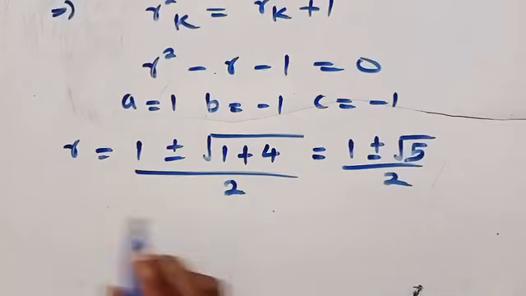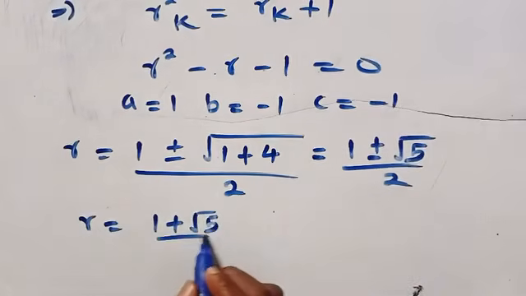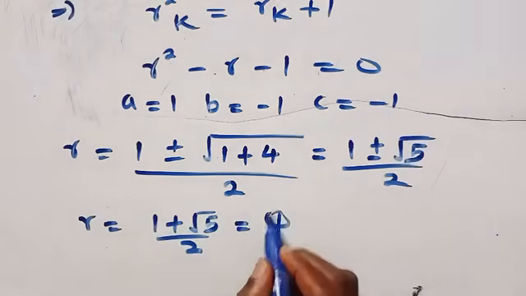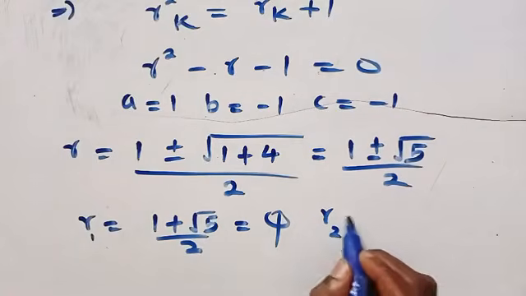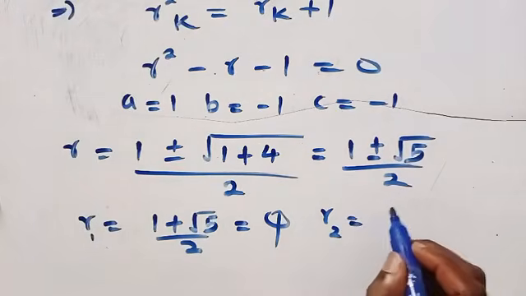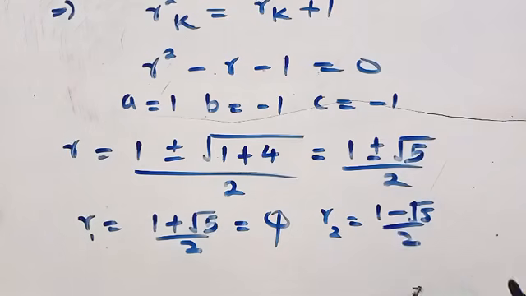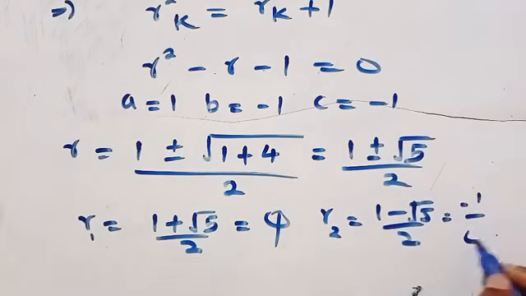And with these two, we have r here equals 1 plus root 5 over 2. And 1 plus root 5 over 2 is the golden ratio. Then we have, this is r1, this is r2, 1 minus root 5 over 2. So it's an inverse of it. So we call this minus 1 over the golden ratio.